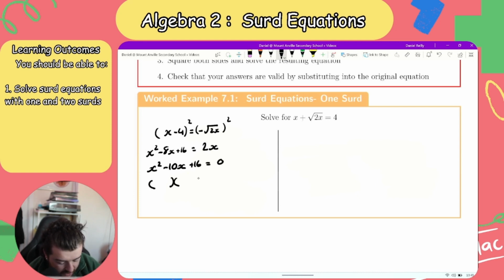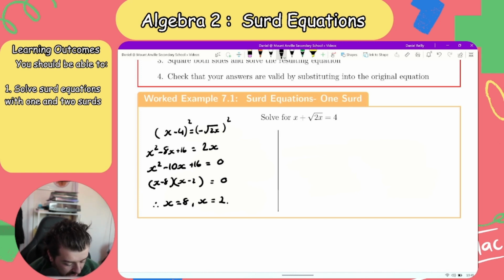Open up my brackets here. Two numbers that multiply to get positive 16 but add to get minus 10. So it'll be x minus 8, x minus 2 equals 0. Therefore my two solutions are x equals 8 and x equals 2. Now I have two solutions for x, I need to check which one is valid.